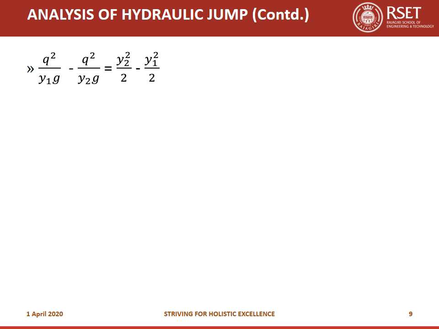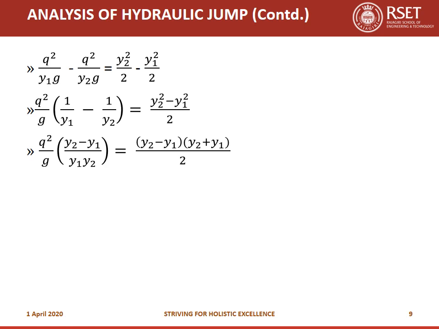So I'm going to rearrange this. The small q squared terms, I brought together. So Q squared by y1 g minus Q squared by y2 g becomes equal to y2 squared minus y1 squared by 2. So I've taken it outside: Q squared by g into 1 by y1 minus 1 by y2 is equal to y2 squared minus y1 squared by 2.